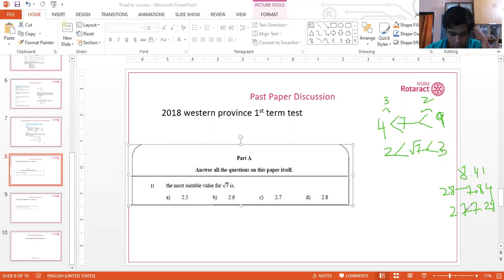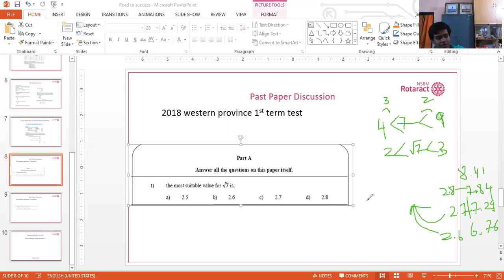2.6 into 2.6 will give you 6.76. Okay, so root 7 should fall at either 2.7 or 2.6. So what is closer again? By subtraction, by the differences.